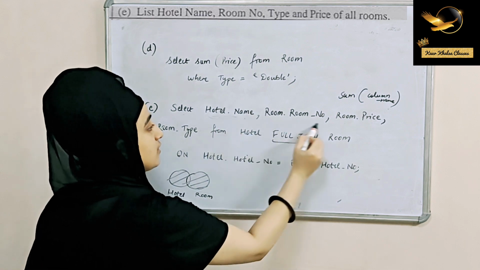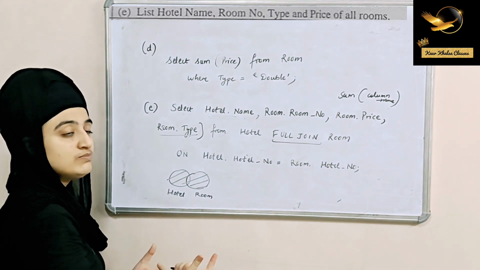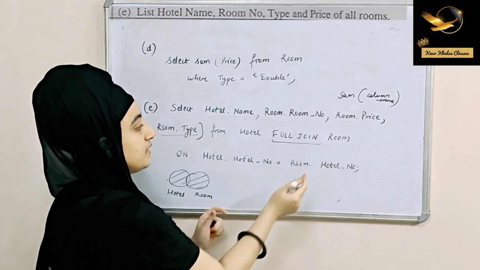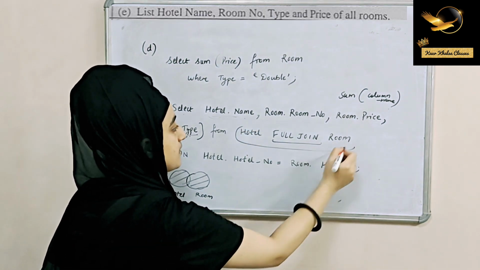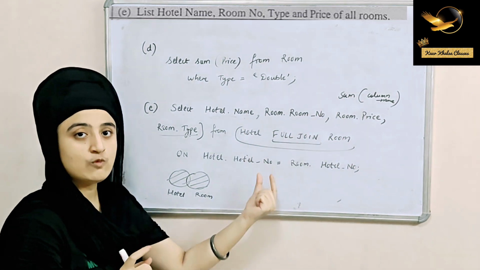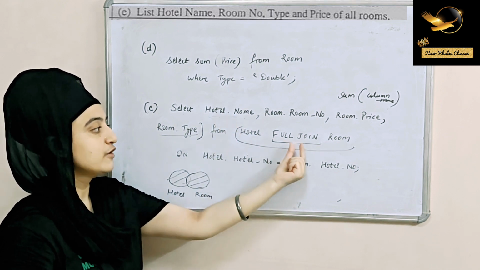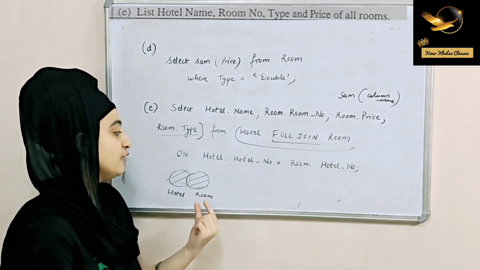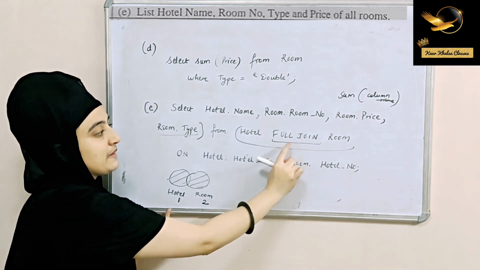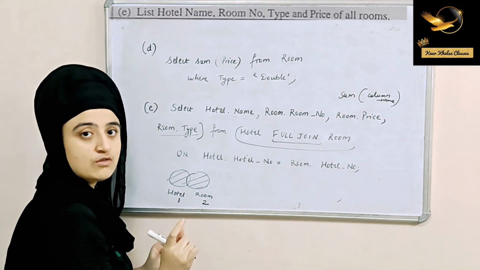So these all are the column names. Till here we are printing the column names from the tables. So what is the table here? Hotel full join room. So this is the syntax. We have to write select column names from table 1 full join table 2. So this is table 1, that is hotel, we know. Full join table 2, that is room, we know. First table is this hotel, second table is this room, and we are applying full join on both of the tables. So we have to write the condition also for the joins.